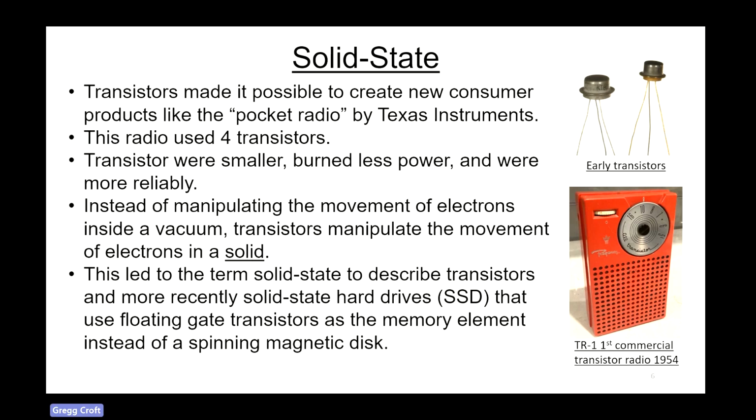Now, instead of manipulating the movement of electrons in a vacuum, transistors manipulate the movement of electrons in a solid. And that's why they're called solid-state devices, because it's manipulating in a solid, not a vacuum. That term solid state has gone on to describe, now we have solid-state hard drives. And solid-state hard drives store the bits on floating gate transistors as opposed to spinning magnetic disks. So that's why it's called a solid-state drive.